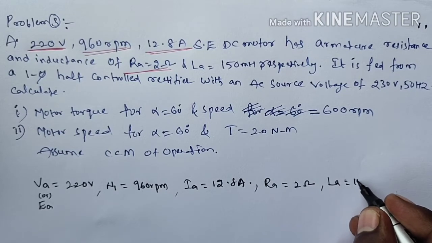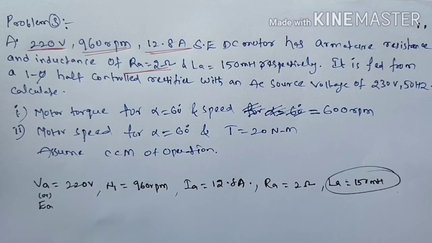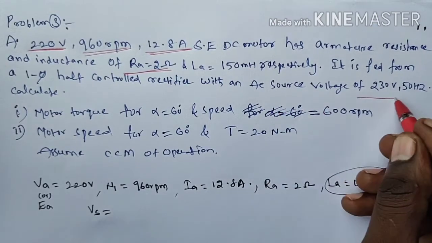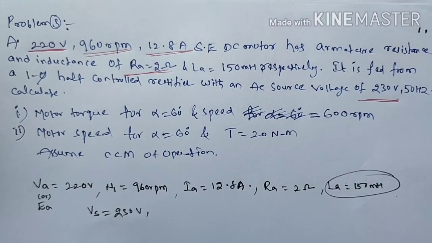And the LA value is given, that is 150 millihenry. But this LA value we will not consider, because our entire problem is under steady state condition only. Under steady state condition, the L into dIA by dt value becomes 0. So we will analyze the entire problem under steady state condition, and that is the reason we will not substitute the LA value anywhere. The next value they have given is Vs, which is equal to 230 volts.